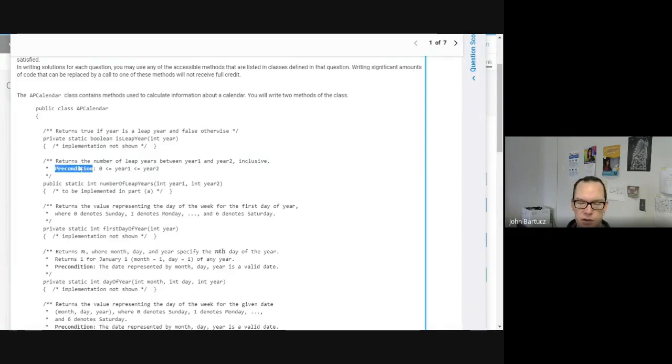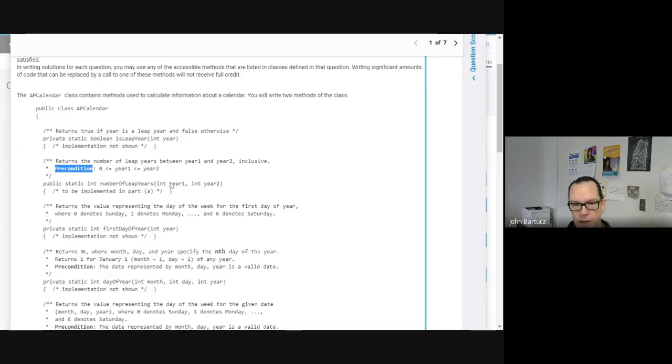So precondition, this is something that will always be true. 0 will be less than or equal to year 1, will be less than or equal to year 2. So you know that both years are greater than or equal to 0 and that year 2 is greater than or equal to year 1. So you don't have to worry about negative numbers, basically, is what they're telling you with this.